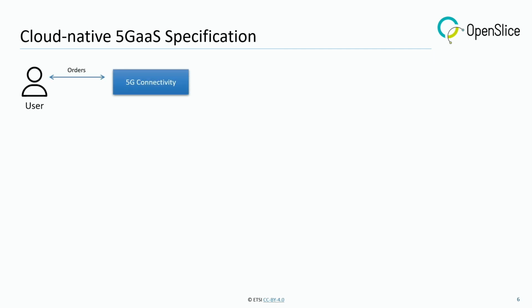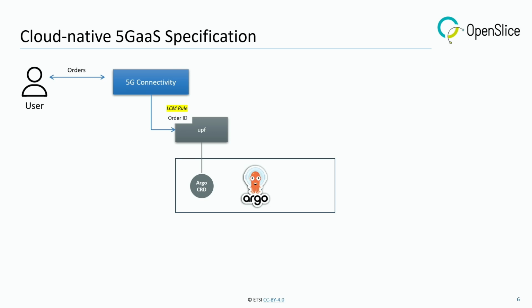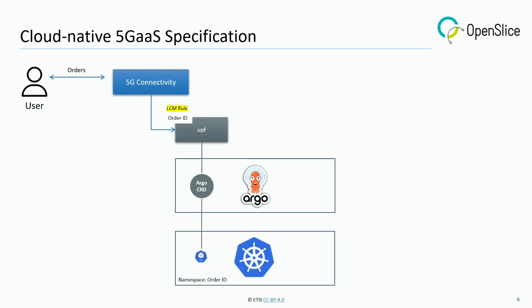So again, the user can order this 5G connectivity service. The rule will inject the order ID towards the UPF, but this will go through and enable or wake up an Argo CRD, namely the kind Application of Argo CD, that will deploy the respective service against the Kubernetes cluster, again giving it the namespace of the order ID.